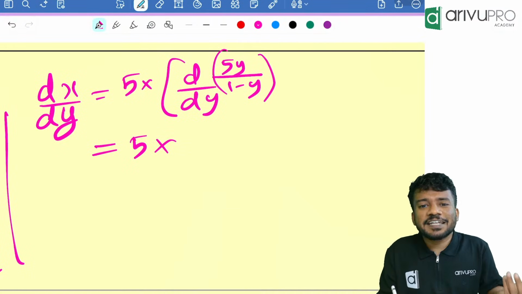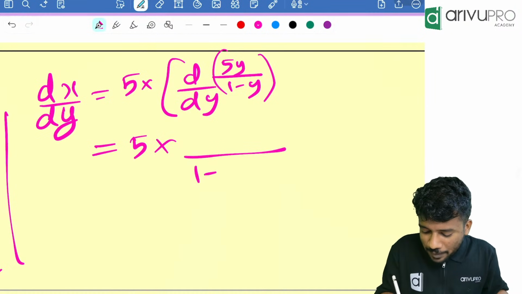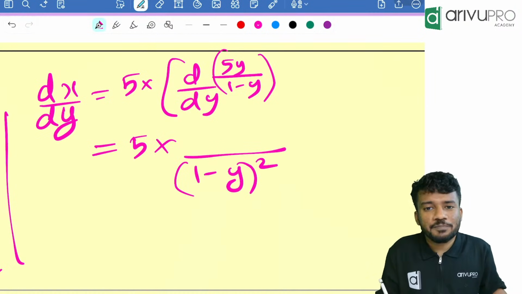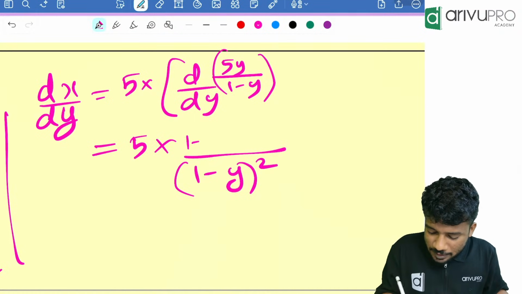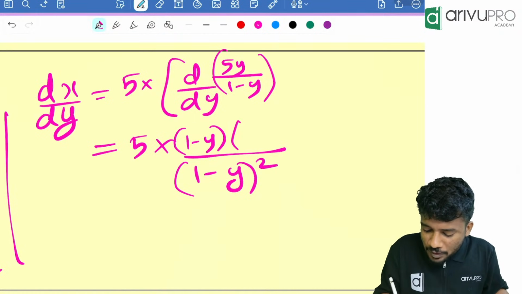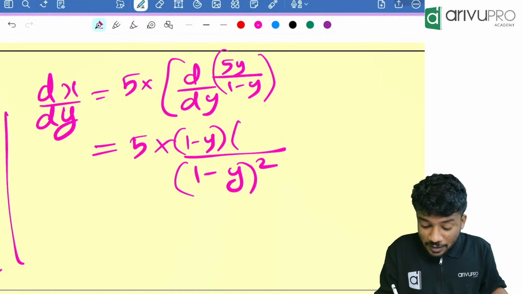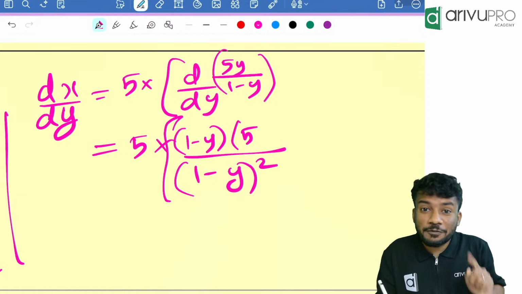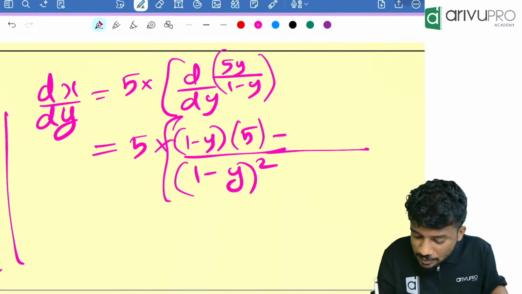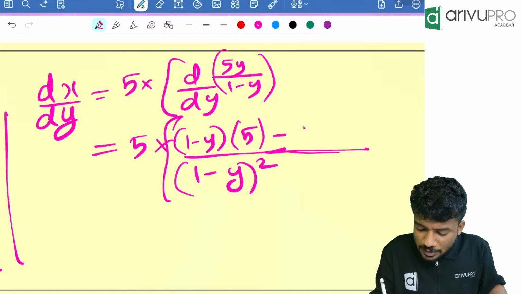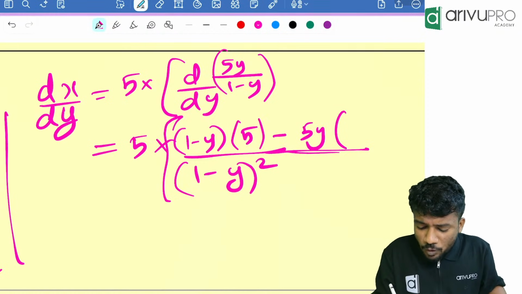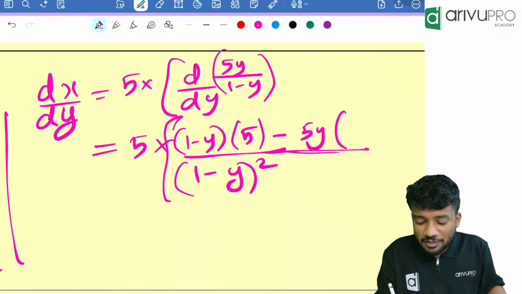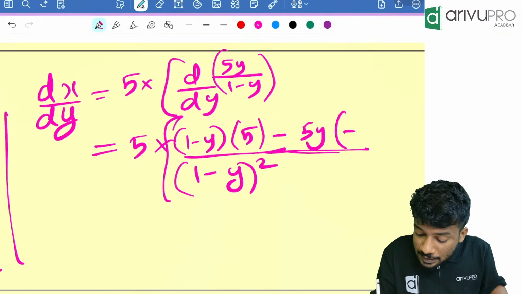When you have a denominator, what are you going to do? Divide by (1 minus y) the whole square. Then denominator, (1 minus y), into the derivative of the numerator. The derivative of the numerator is nothing but 5, because dy by dy will become 1. Minus numerator, that is 5y, into the derivative of the denominator. The derivative of 1 is 0, and the derivative of minus y will become minus 1.